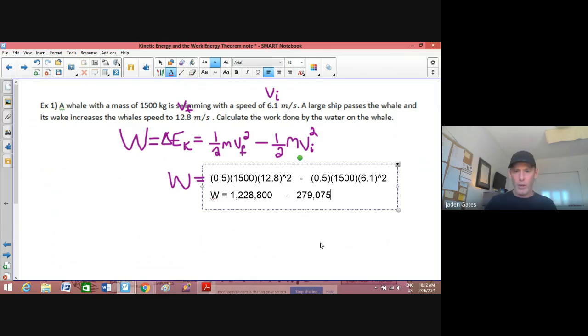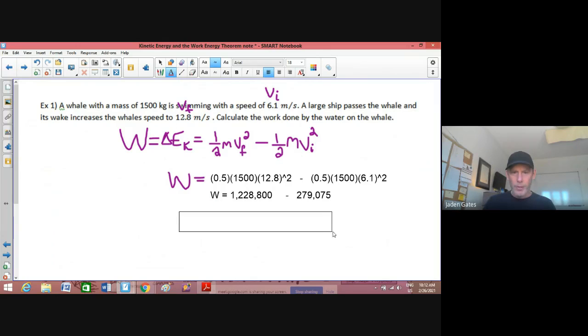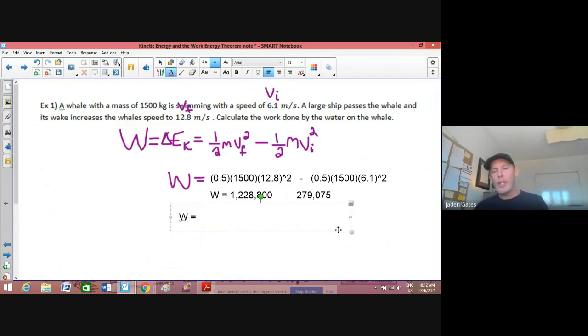279,075. All right, so then I'm going to subtract those two numbers, and I'm going to get my answer. Notice how my answer is positive, right? Because the kinetic energy is being increased. It's going to be increased by the amount of energy, let's see here, subtract the two, I get 949,725 joules.